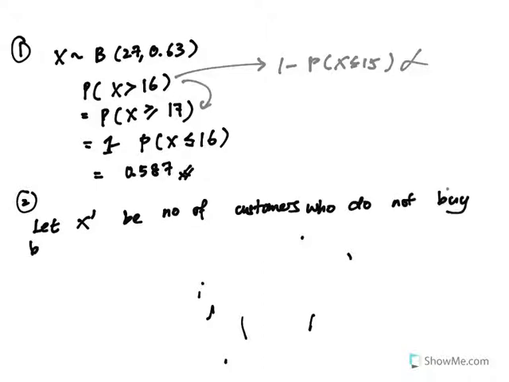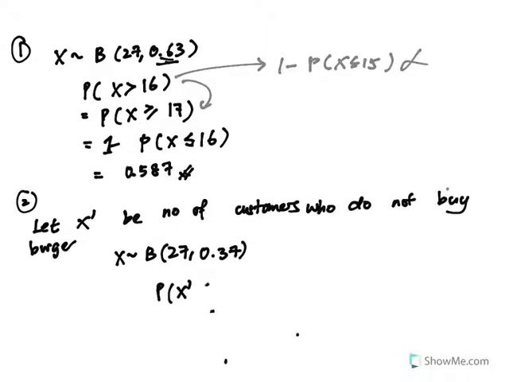Who do not buy a burger. Okay, then after that, the X prime, right, since it also follows a binomial distribution of 27 people. Now this is the probability that buy, right? So the probability I don't buy will just be 1 minus 0.63, which is 0.37. Alright, and I want X prime to be less than 11.